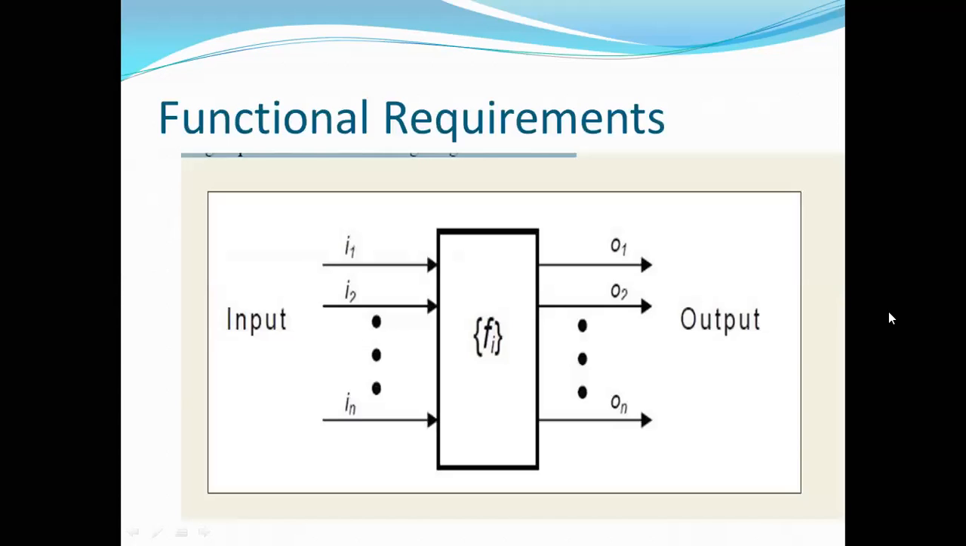Each function can be considered as a transformation of a set of input data to a corresponding set of outputs. So here in your diagram, you can see functional requirements specify giving some input to the system or module, and there will be some processing in this box, converting these inputs to outputs. The inputs are I1 to IN. These inputs are given to some system or process, and the outputs O1, O2, ON come out.